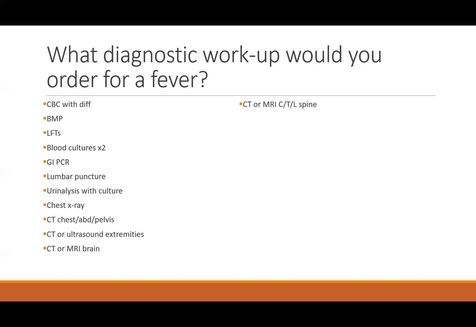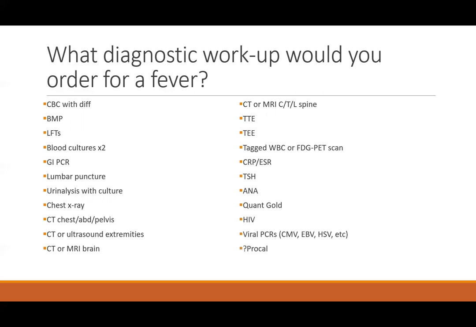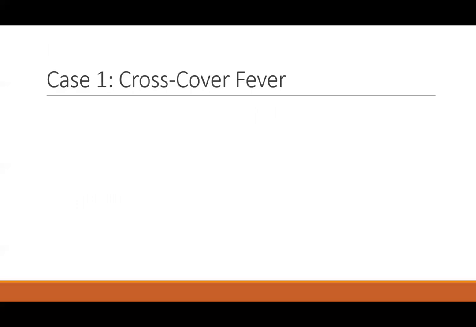a CT or MRI of the brain, a CT or MRI of the spine, a TTE, or if that's negative, a TEE, looking for infective endocarditis, a tagged white blood cell if you're getting really crazy, inflammatory markers, a TSH for thyrotoxicosis, ANA for some of the rheum stuff, a QuantiFERON Gold, HIV, viral PCRs, and maybe even a procalcitonin, depending on how crazy you want to get. The purpose of the slide was to show it would be absolutely ridiculous to try to empirically treat every single fever with only labs. With that being said, we are going to walk through two cases, and the first case is cross cover fever.